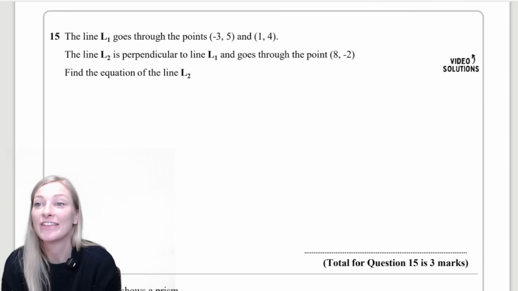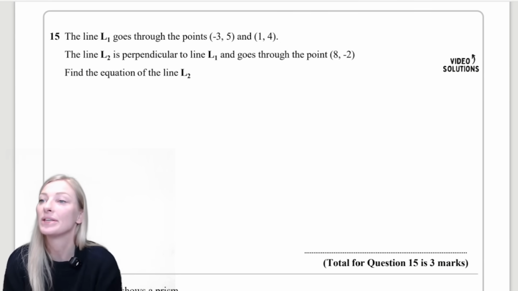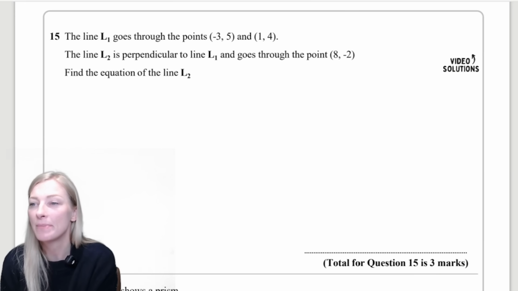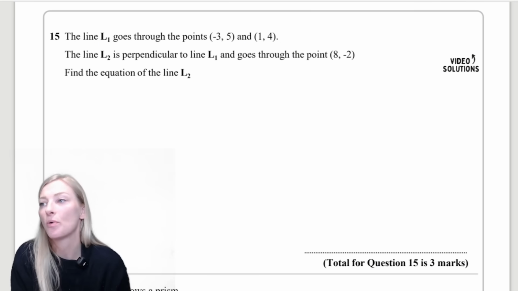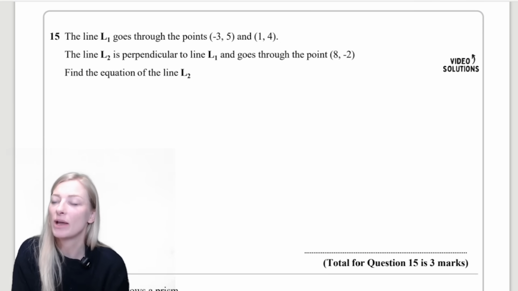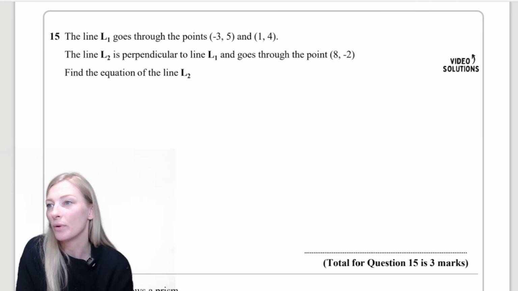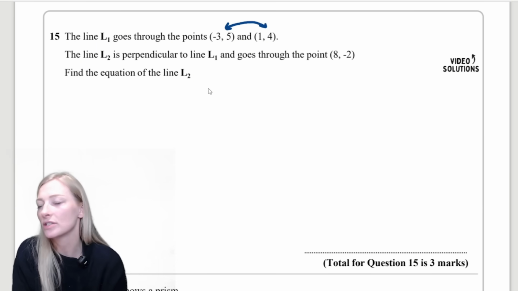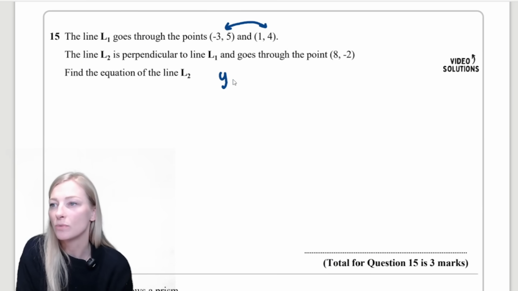Question number 15, the line L1 goes through the points -3, 5 and 1, 4. The line L2 is perpendicular to line 1 and goes through the point 8, -2. Find the equation of the line L2. So the line L1 goes through these 2 points, and what we need to do is find the gradient first between those points. And to find the gradient, we're going to do rise over run, or change in y divided by change in x. So y1 minus y2 over x1 minus x2.